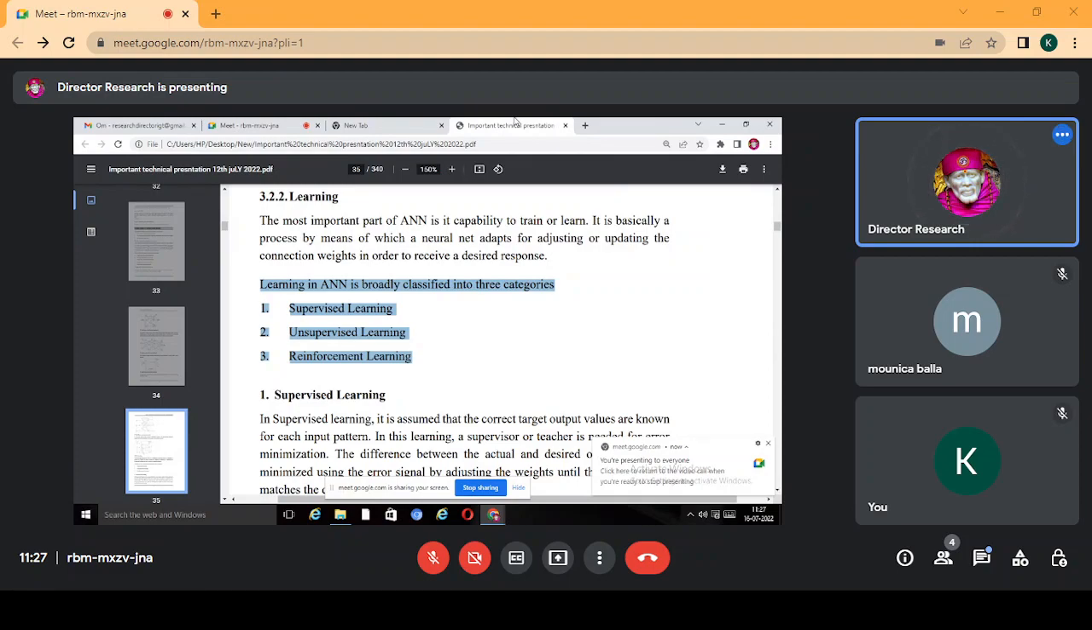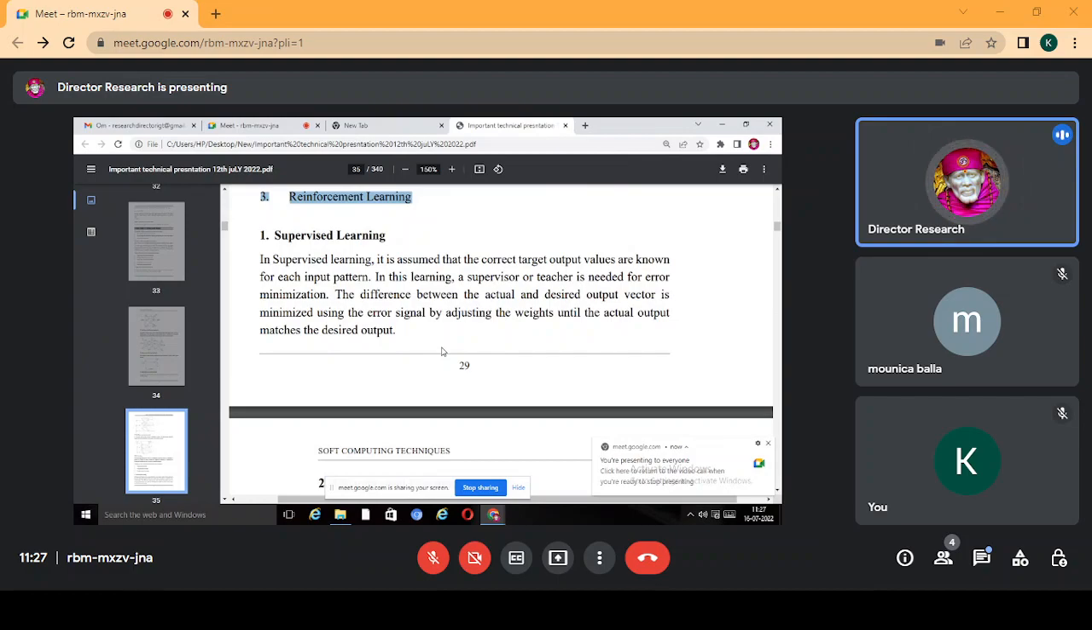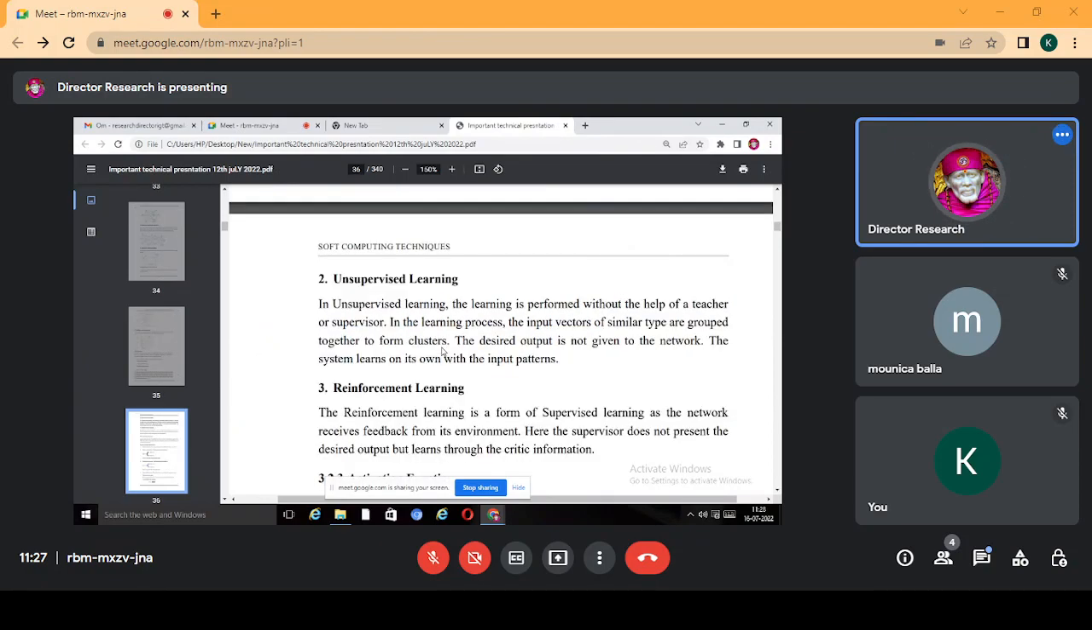Supervised learning, unsupervised learning, and reinforcement learning. What is supervised learning? In supervised learning, it is assumed that correct target output values are known for each input pattern. In this learning, a supervisor or a teacher is needed for error minimization. The difference between the actual and desired output vector is minimized using the error signal by adjusting the weights until the actual output matches the desired output.